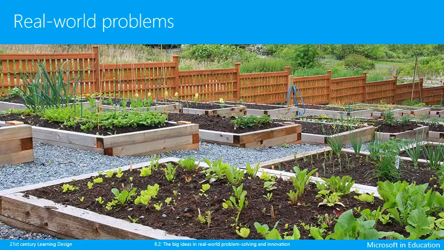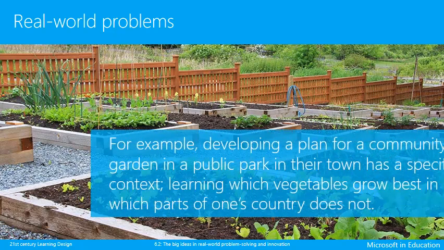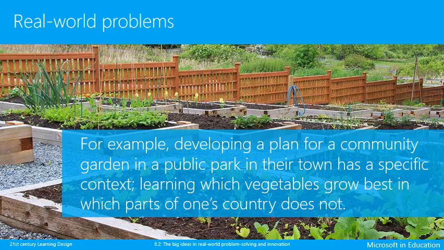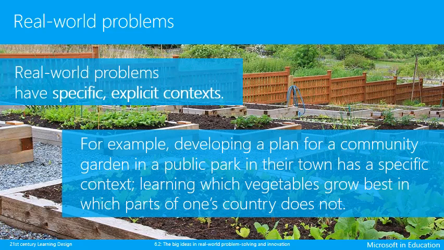Another characteristic of real-world problems is that they have specific, explicit contexts. For example, instead of learning which vegetables grow best in which parts of one's own country, students who are engaged in real-world problem-solving would develop a plan for a community garden in a public park in their own town. This learning activity has a specific context, but the other activity does not.